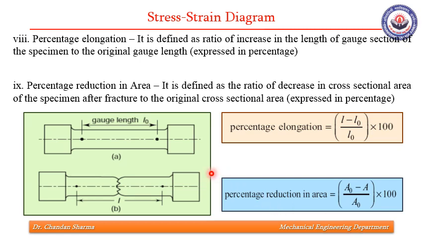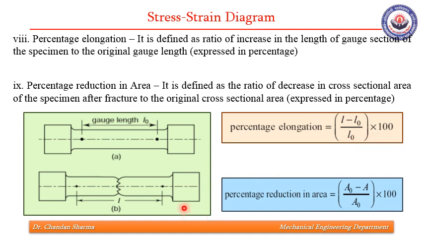Similarly, from the stress strain curve, we can also find the percentage elongation and percentage reduction in area. This is defined as the ratio of increase in the length of the gauge section of the specimen to the original gauge length. We all know that due to axial pulls, the length will increase and the area will decrease. So percentage elongation is given by final length minus initial length over initial length into 100.